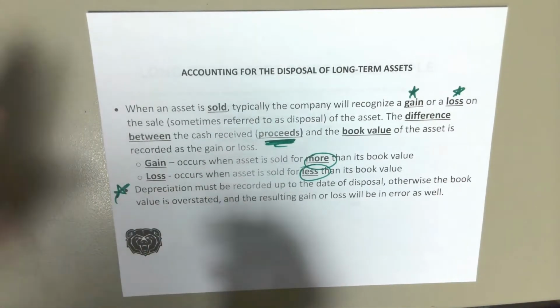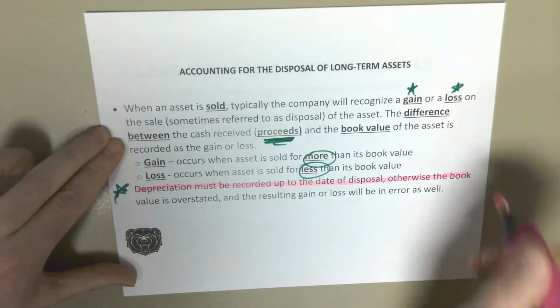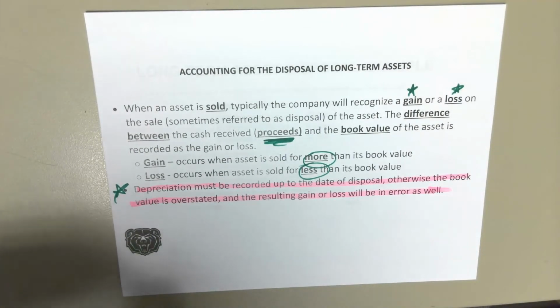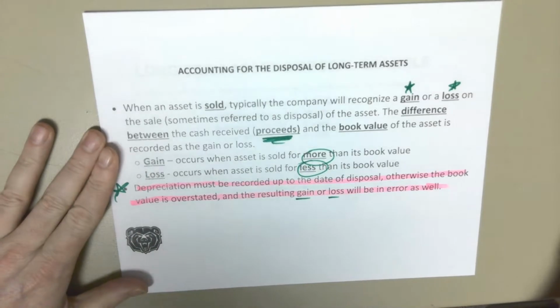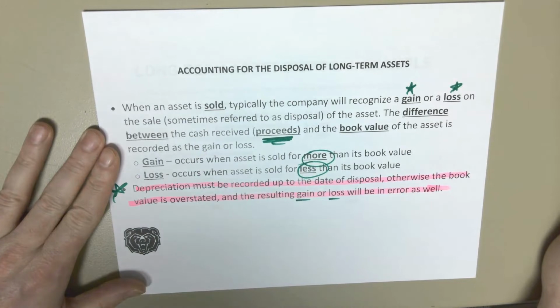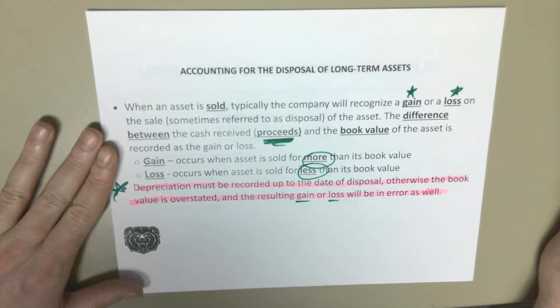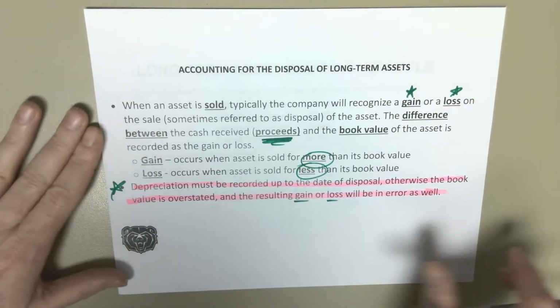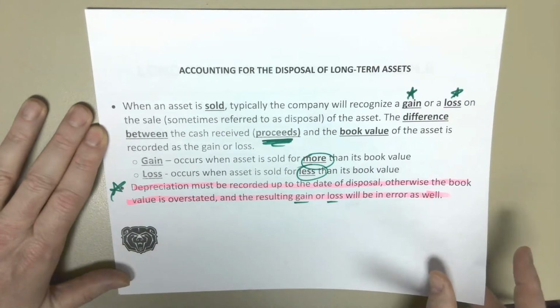Please note, this is important. This will be important for problems that you work. You have to record depreciation up to the date of disposal. Otherwise, you will overstate your book value, and that will cause your gain or your loss to be an error as well, okay? Now, typically, we're not going to make you go up to the date. We'll say you'll sell something at the beginning of the month. Typically, that way, when you do your depreciation calculations, you are up to date on them.